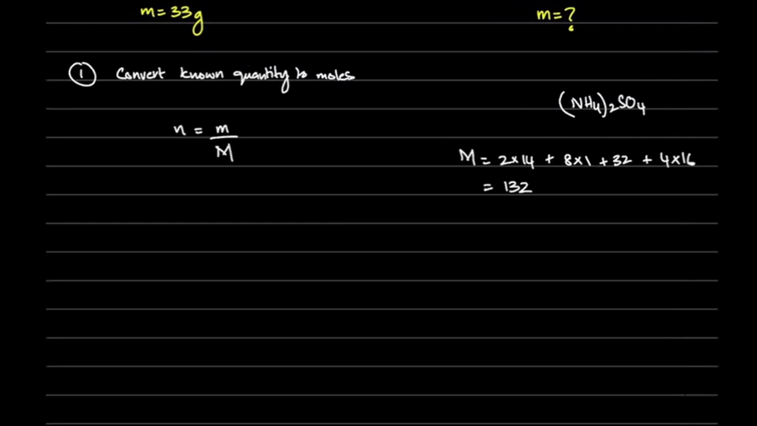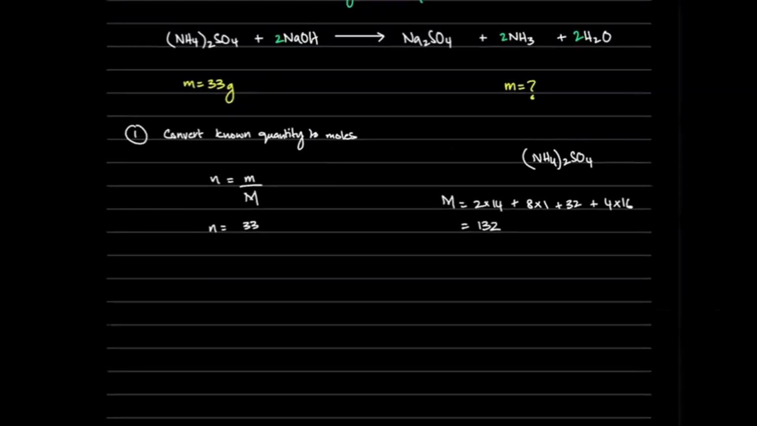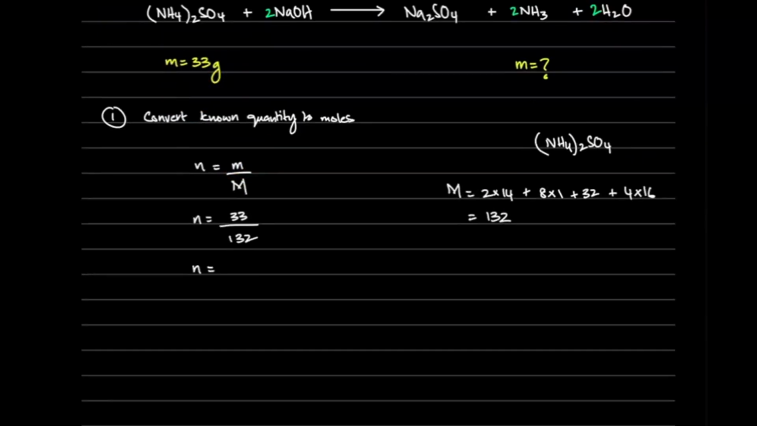All right. So the number of moles is equal to the mass given to us. What was the mass given to us? The known quantity, 33 grams, right? That's the mass given, divided by the molar mass, which is 132. So how many moles do we have? 0.25 moles. Okay.